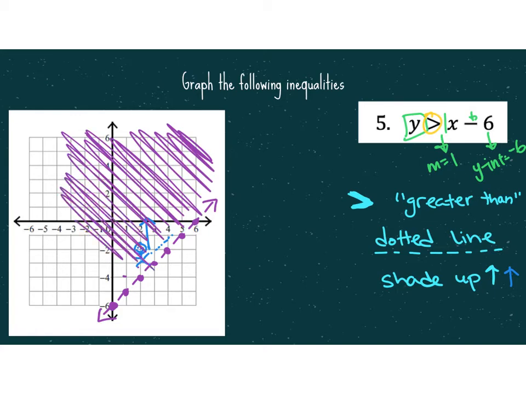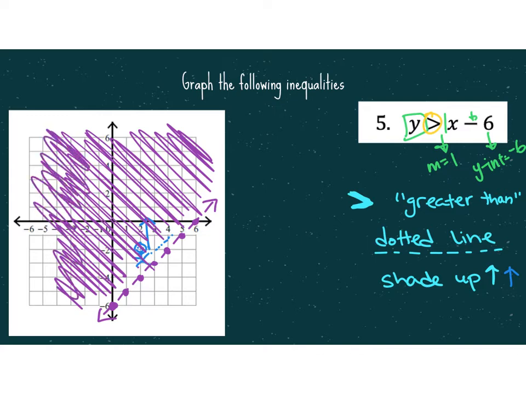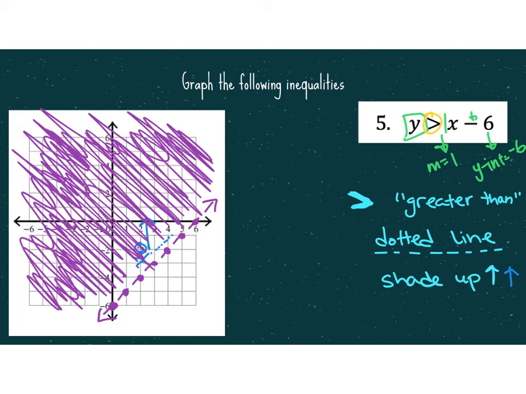So I am shading above the line here, all the way across my coordinate plane. And that whole purple region, which is almost the entire coordinate plane, that whole purple region is solutions to this inequality. Okay, so anything that is greater than x minus 6 is in that purple region.